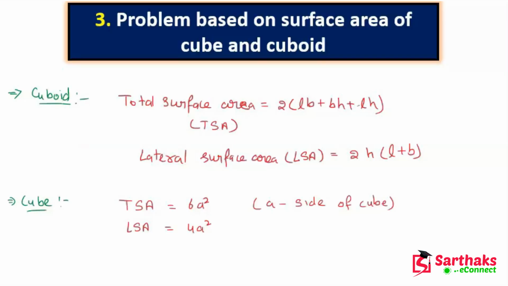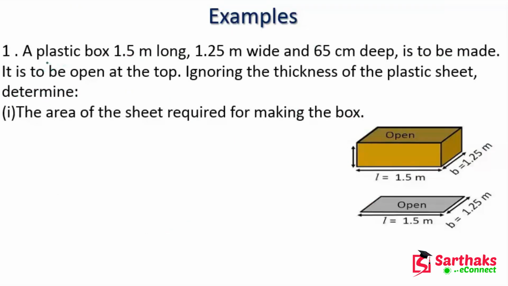Now let's solve problems. Question number 1: a plastic box 1.5 meter long, 1.25 meter wide and 65 centimeter deep is to be made, and it is to be open at the top. Ignoring the thickness of the plastic sheet, determine the area of the sheet required for making the box. Let's suppose this is a box.